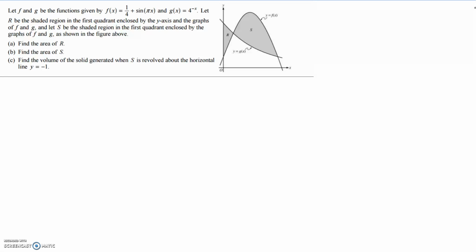This is an area volume type problem. Part A asks us to find the area of R. So then part A, finding the area of R, I would start by drawing the representative rectangle.